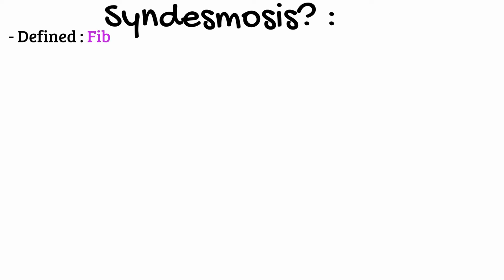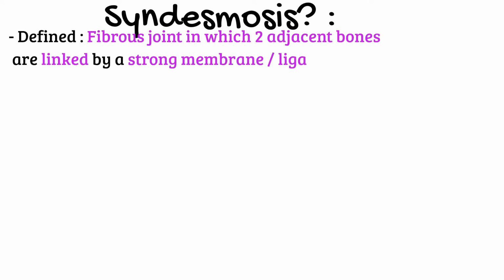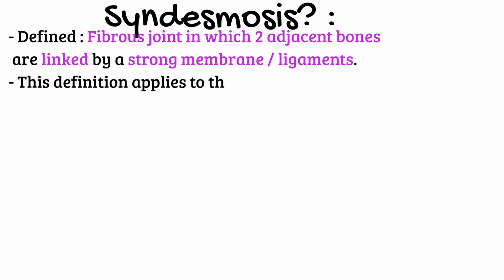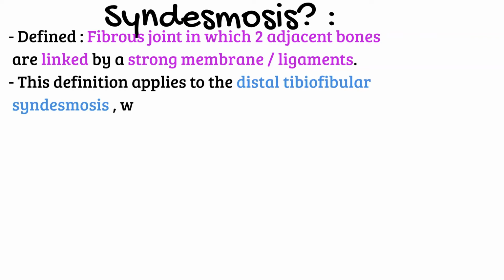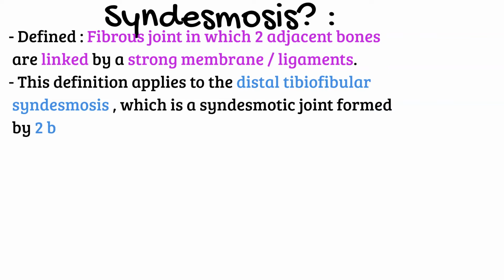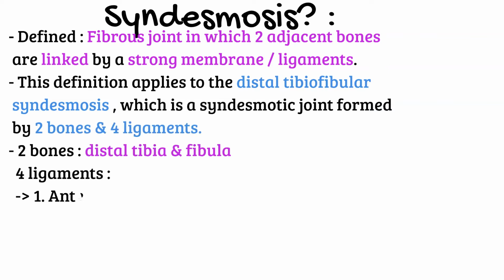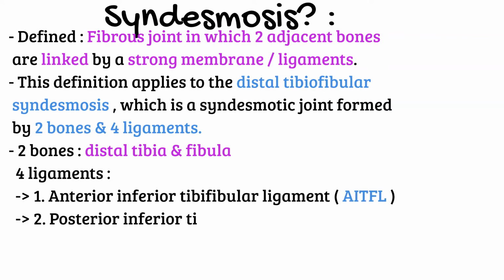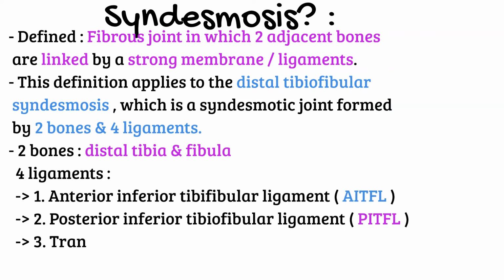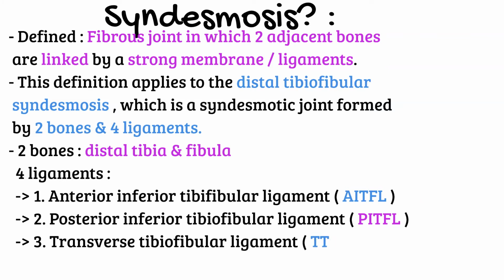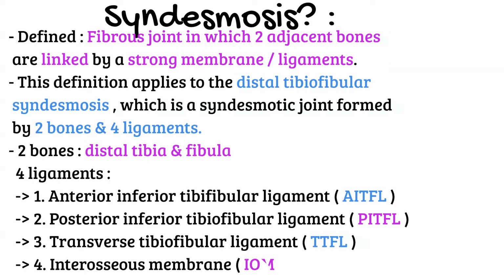A syndesmosis is defined as a fibrous joint in which two adjacent bones are linked by a strong membrane or ligaments. This definition also applies to the distal tibiofibular syndesmosis, which is a syndesmotic joint formed by two bones and four ligaments. The two bones are the distal tibia and fibula.